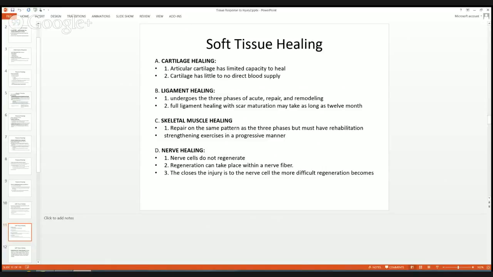So, nerve healing. Nerve cells do not regenerate. So that means you know that because if somebody becomes a quadriplegic or a paraplegic, they don't regenerate, so they can't heal. And if they can't heal, they're that way forever. So regeneration can take place within the nerve fiber, and obviously the closer the injury is to the nerve cell, the more difficult regeneration becomes.